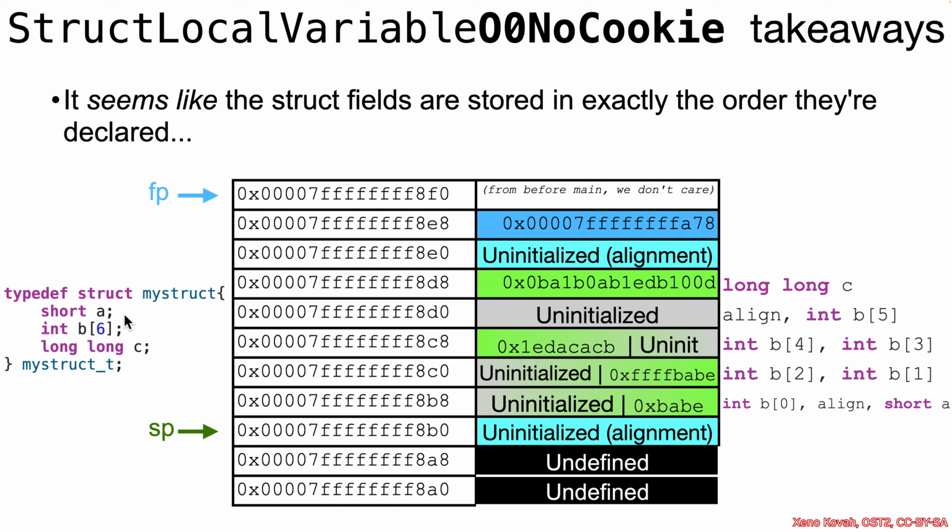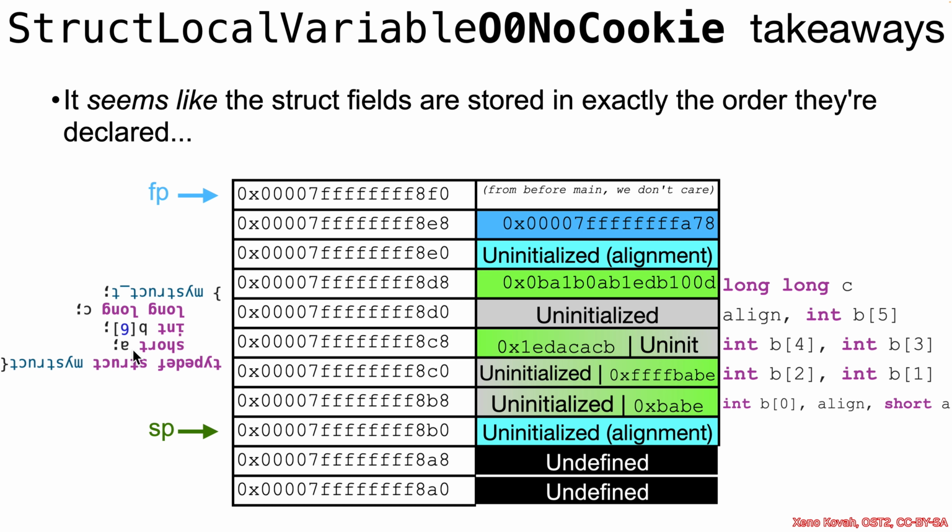The takeaway is that it seems the values are on the stack in the exact order that they were declared in the structure, except that it's basically upside down. So we have A, B, 6 integers, and then C, with some amount of alignment and padding going in between things. You could imagine that the compiler could squish everything together and put no padding in between things potentially, but we'll come back to that sort of situation in future examples.